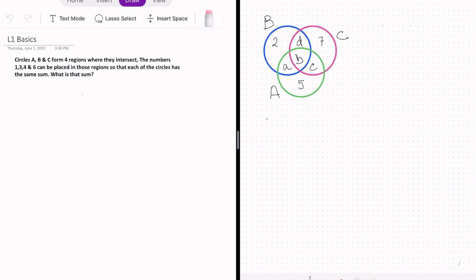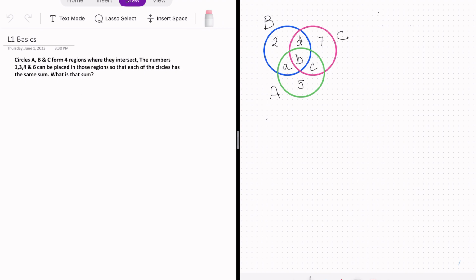So the clues that I have from the question are, the first clue is that the numbers 1, 3, 4, and 6 are placed in the regions marked as A, B, C, and D. I don't know which one is which, but A, B, C, and D would each have any of the numbers from 1, 3, 4, and 6. So that's a clue for me.